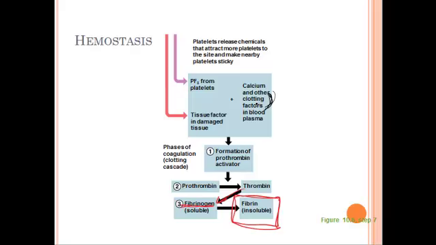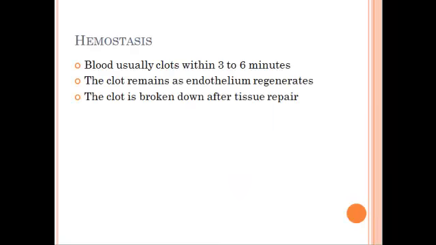And so this large cascade here, this very complicated cascade, makes it so that it's hard to accidentally initiate this whole clotting process. So in order for it to happen, there's a lot of things you have to go through. And I believe this is a preventative measure to help us from getting too many blood clots where we don't want them. This usually happens in about 3 to 6 minutes, and eventually it's broken down as our clot repairs.